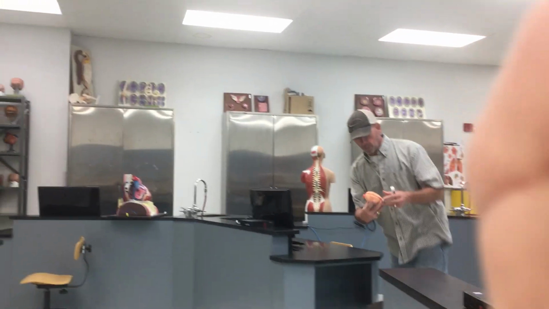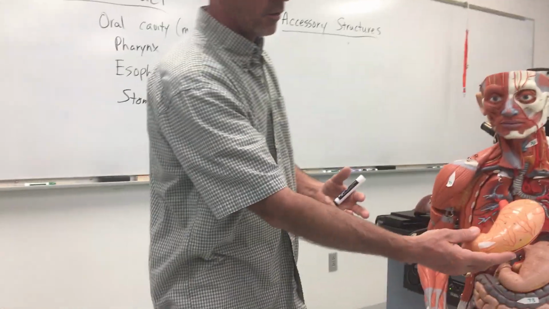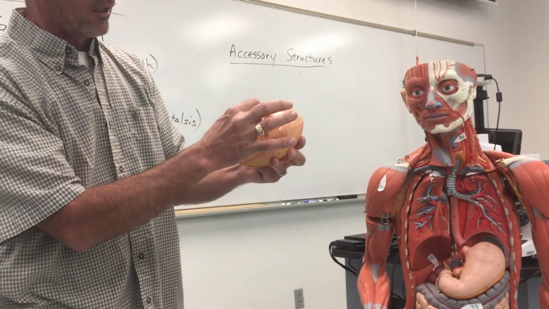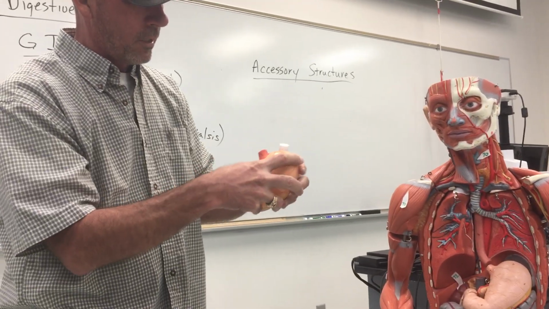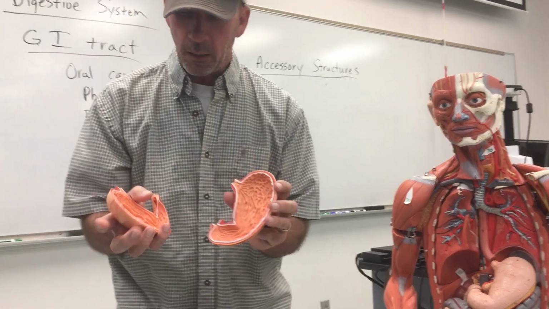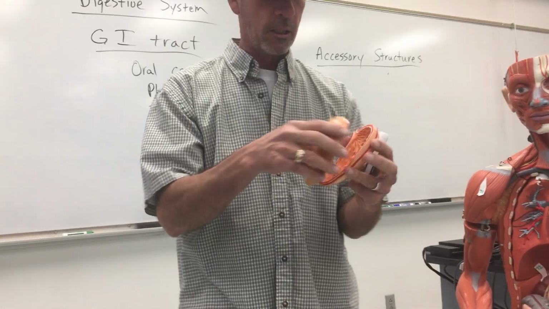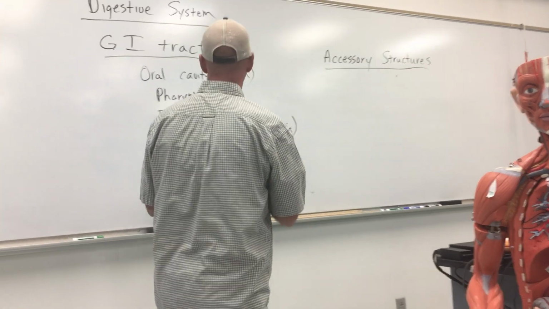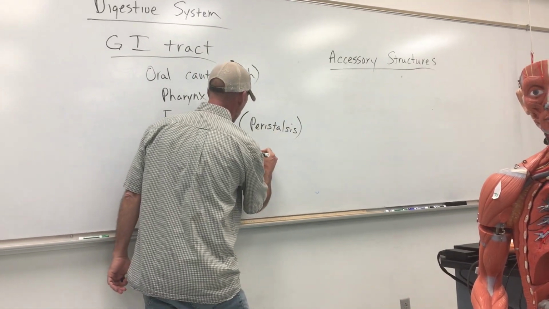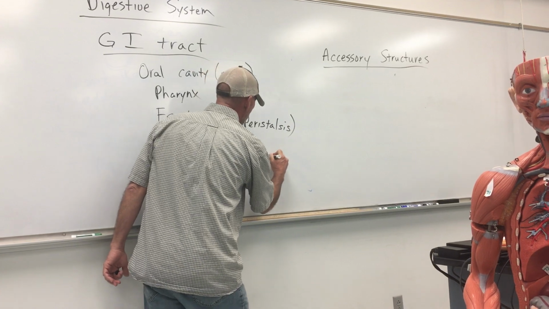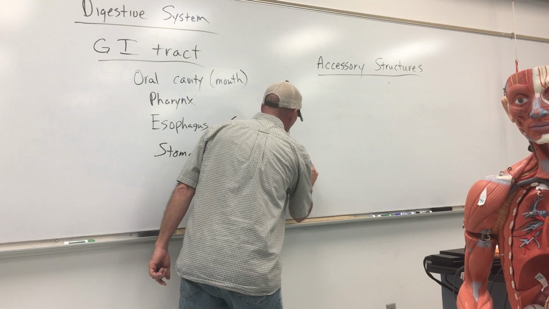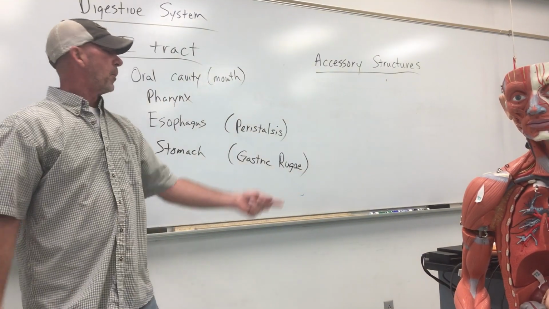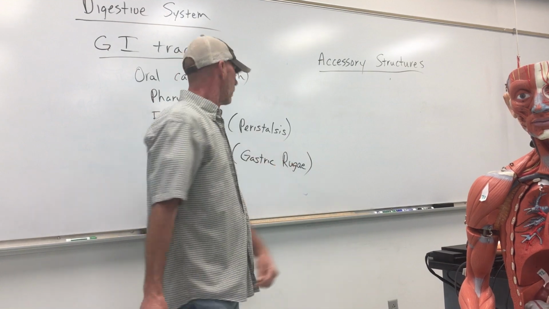Here's a stomach from a different model. This one here is a little larger than this model. But you can see here the esophagus coming in, the fundus, cardia, the pylorus. When we open this thing up, you can see this wrinkly pattern or appearance inside the stomach. And these wrinkles are called rugae. Now, to distinguish that they're in the stomach, we call them gastric rugae.